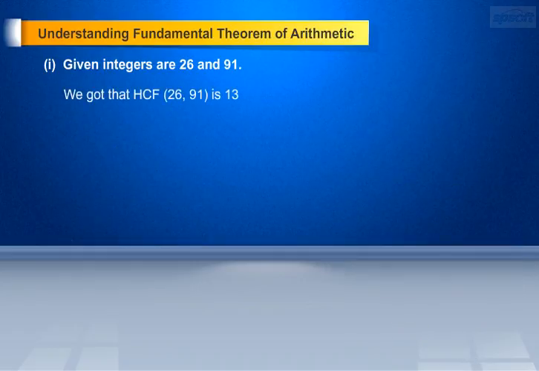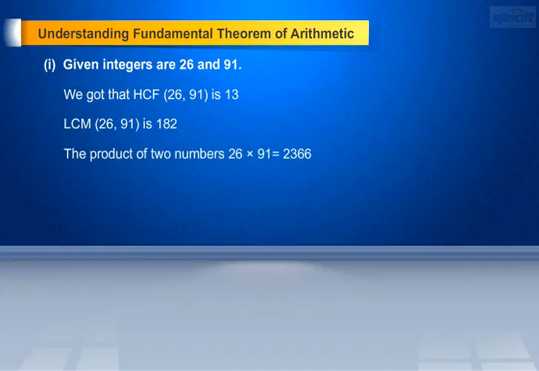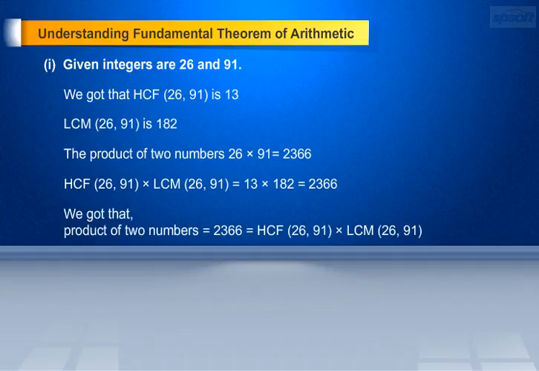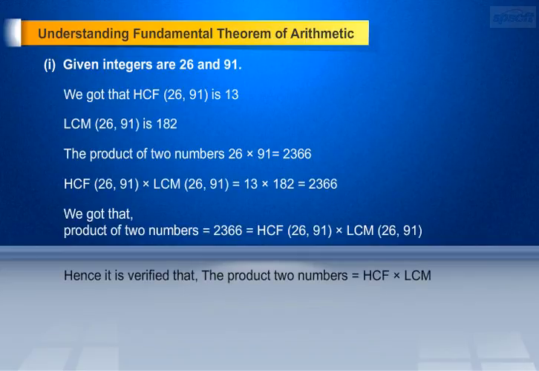We got that HCF of 26, 91 is 13. And LCM of 26, 91 is 182. The product of two numbers 26 into 91 equals 2366. The product of HCF of 26, 91 into LCM of 26, 91 equals 13 into 182 equals 2366. We got that product of two numbers is equal to 2366, which is also equal to HCF of 26, 91 into LCM of 26, 91. Hence, it is verified that the product of two numbers is equal to the product of HCF and LCM.